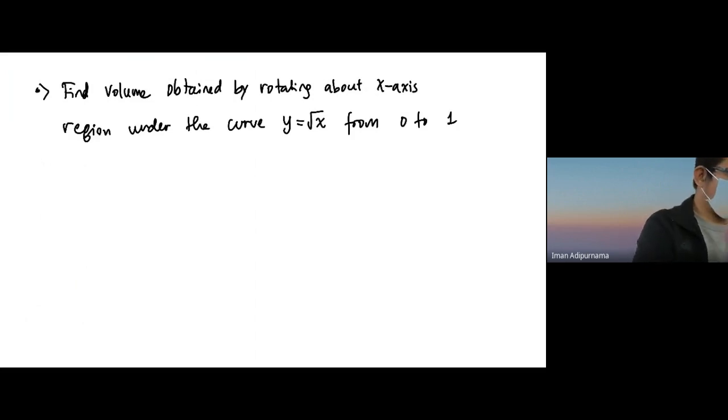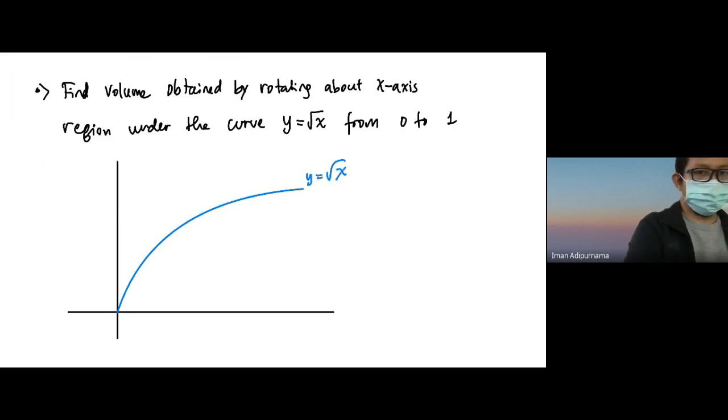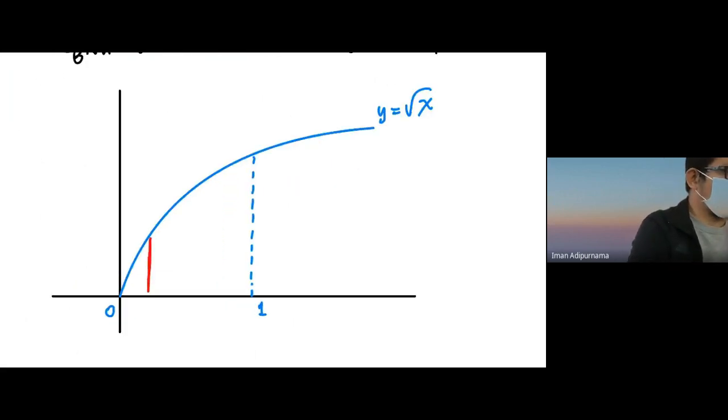It is a simple curve, right? That's our y equals square root of x. And let's say this is our 0 and 1. Okay. And of course, you can use this method, right? You can have this as your square root of x, right? And this is your dx.